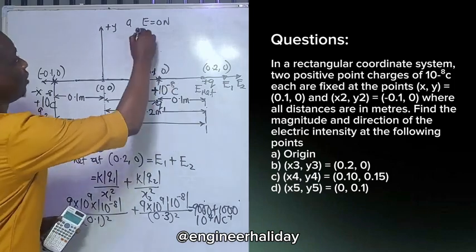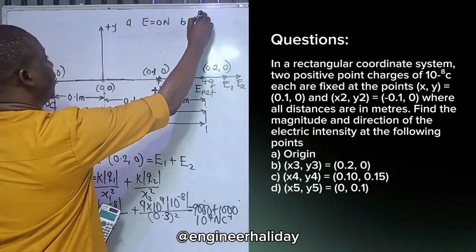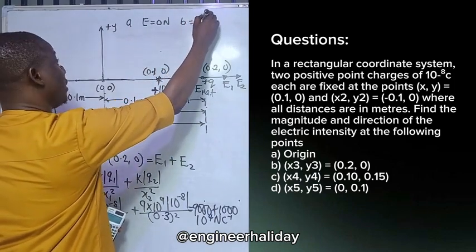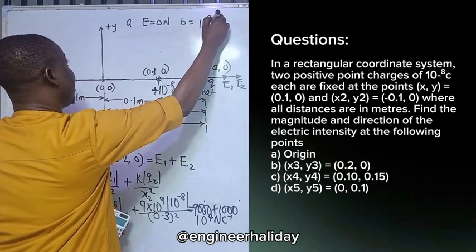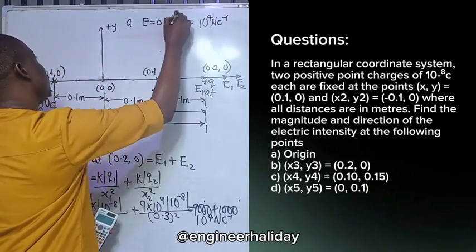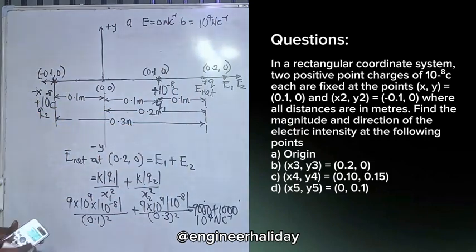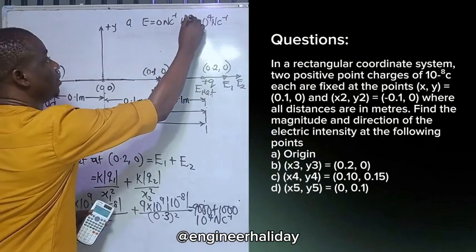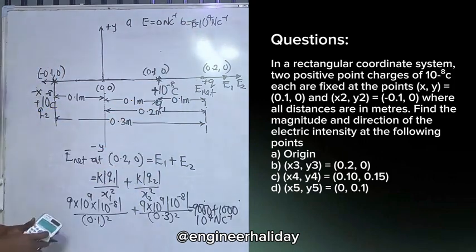So we have solved this one now. B is 10,000 Newton per coulomb. The unit is Newton per coulomb, please. It's electric field. So E is that. Now let's go to the next one.